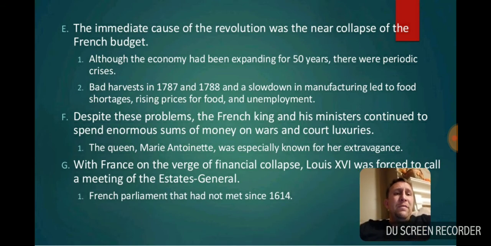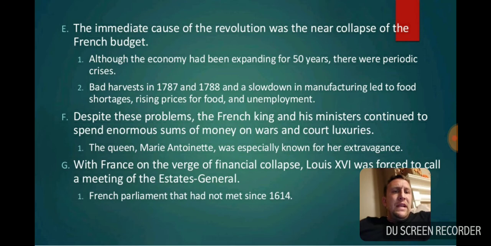The king's wife, Marie Antoinette, was well known for extravagance, and Louis the 16th spent a lot of money on the American Revolution to get back at the British for what they had done in the Seven Years' War and the War of the Austrian Succession.